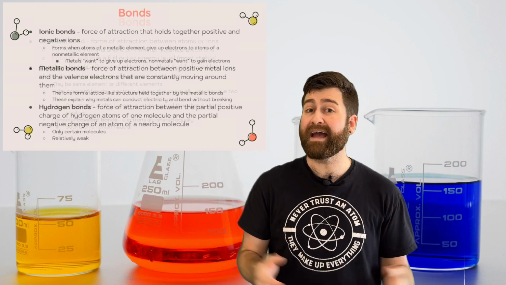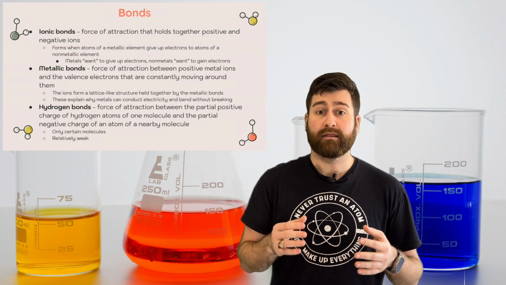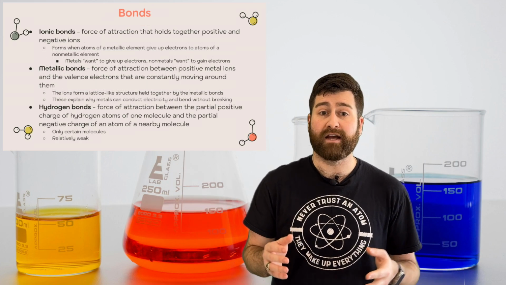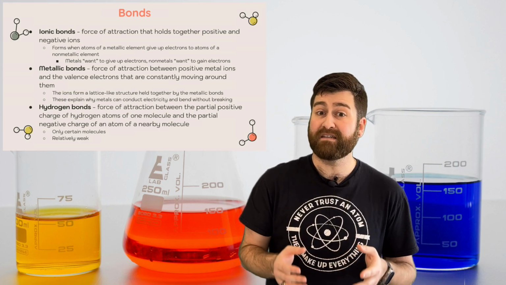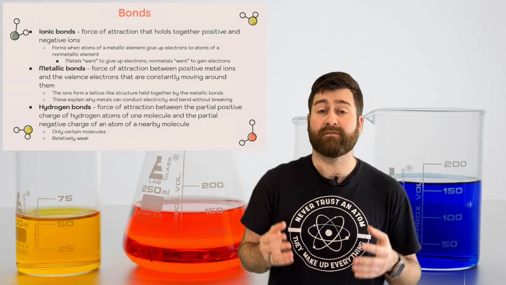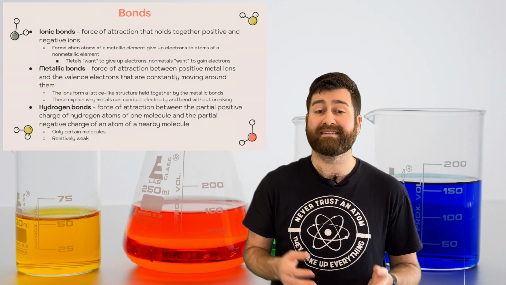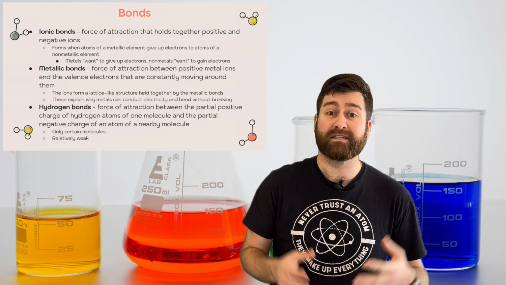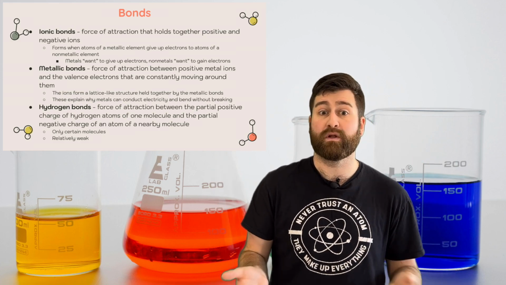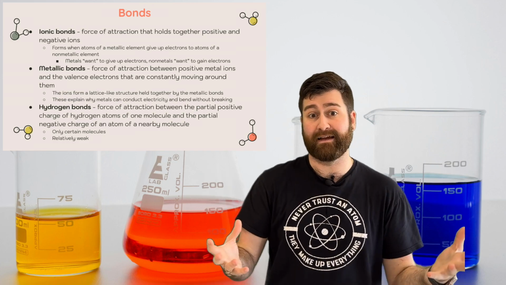Next, let's look at ionic bonds. These bonds form from the force of attraction that holds together positive and negative ions. Specifically, these form when atoms of a metallic element give up electrons to atoms of a nonmetallic element. Basically speaking, metallic elements want to give up electrons, while nonmetals want to gain electrons.